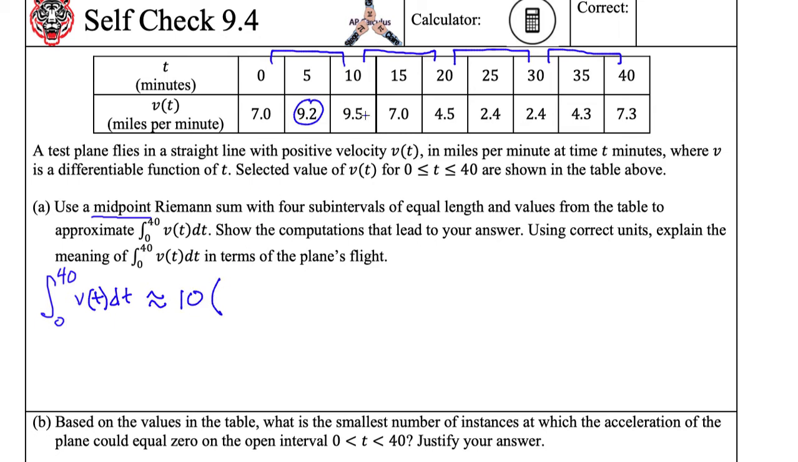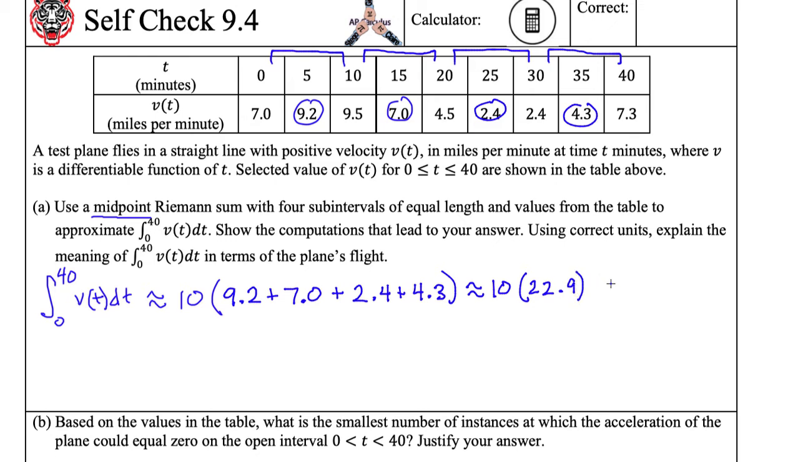height, the middle of the height, which is going to be the midpoint, right? So 9.2, 7.0, 2.4, and 4.3. So I'm going to write those down: 9.2 plus 7.0 plus 2.4 plus 4.3. All right, so add all of these up, and I did this ahead of time, so this should be 10 times 22.9.